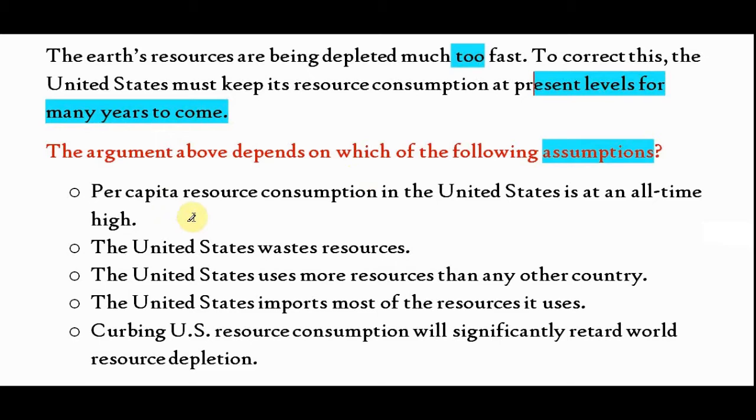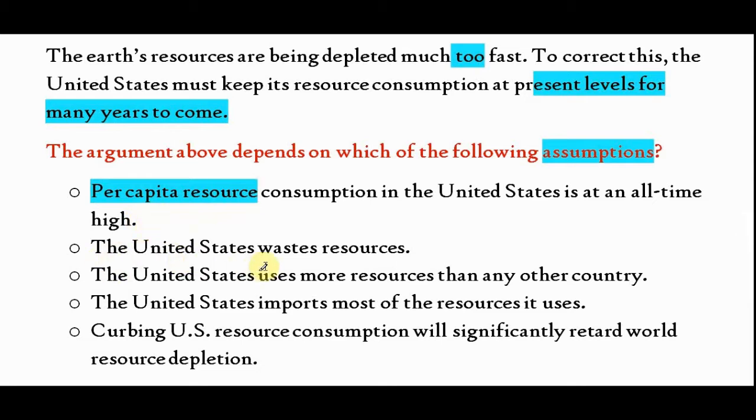It says per capita resource consumption in the United States is at an all-time high. Now it is very specific. Why? Because it is talking about consumption per capita. But what we need to understand is that if consumption is stopped, depletion will be stopped. But here the option is about per capita resource consumption. So it is too specific, option A out.